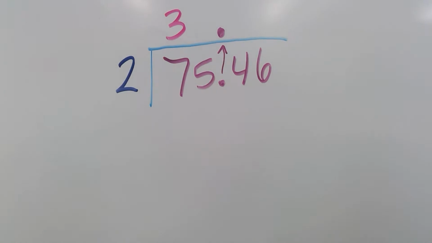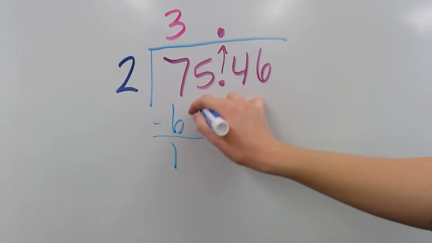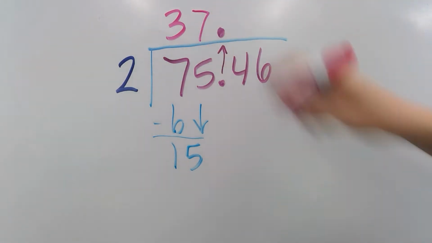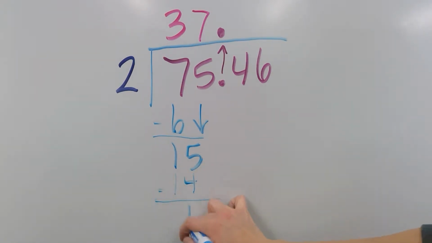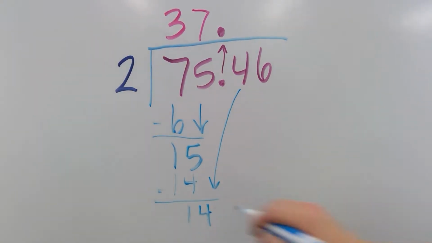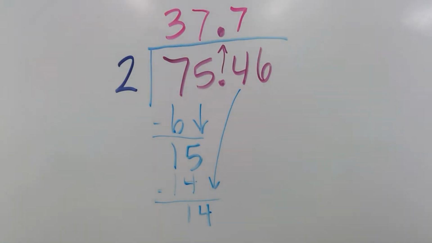3 times. 3 times 2 is 6. Subtract. We get a 1, so we bring down the 5. How many times does 2 go into 15? 7 times. 7 times 2 is 14. Subtract, we get 1. Bring down the 4. How many times does 2 go into 14? 7 times. 7 times 2 is 14.